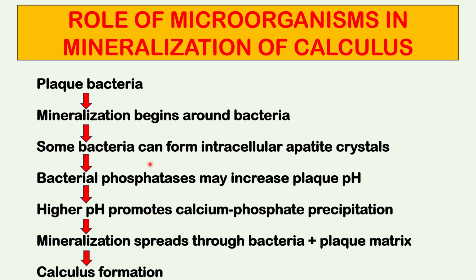So coming to the role of microorganisms in mineralization of calculus, we can see that whenever there is plaque bacteria, there is mineralization which begins around the bacteria, and some bacteria form intracellular apatite crystals, and the bacterial phosphatases increase the plaque pH. So the higher pH promotes calcium phosphate precipitation, and we can see mineralization spreads through the bacteria and the plaque matrix, and there is formation of calculus.